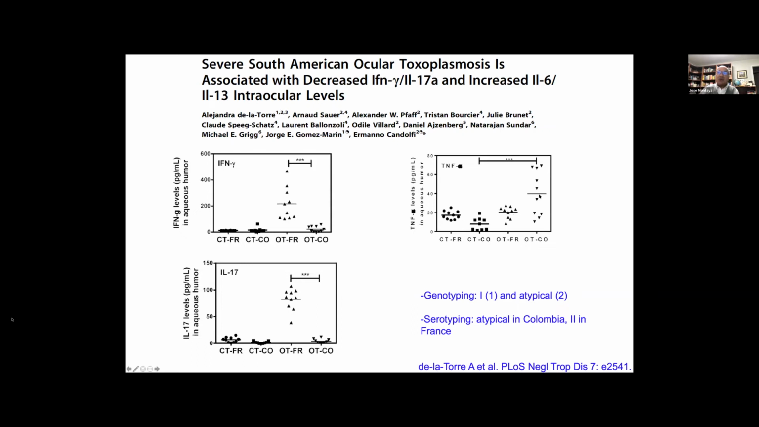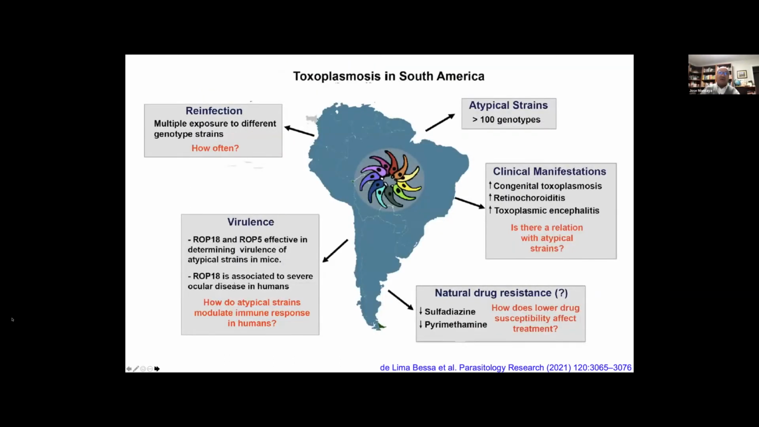TNF in the patients from Colombia with ocular toxo, the aqueous humor levels were higher, suggesting that this probably could be mediating the immunopathology that Dr. Garweg was referring to in his presentation. And they confirmed that primarily, if they were able to genotype, they were genotype 1, the aggressive, atypical type. And in the serotyping, type 2 was predominant in Colombia, and the atypical was atypical in Colombia and type 2 in France. In summary, toxo in South America seems to have a more aggressive presentation, and Dr. Belfort will confirm this.